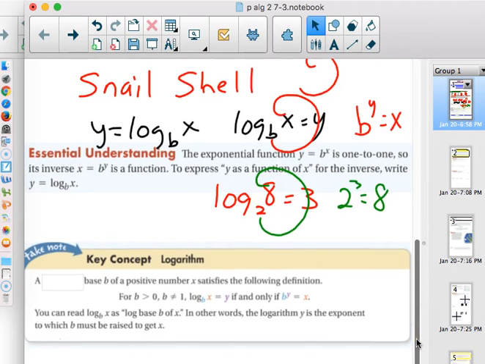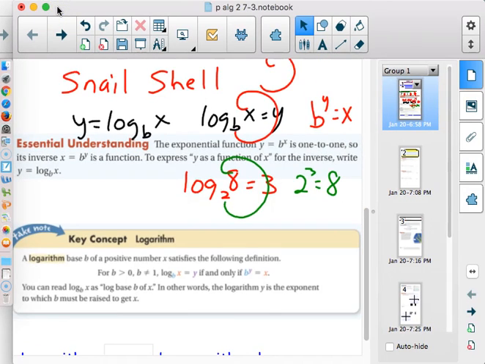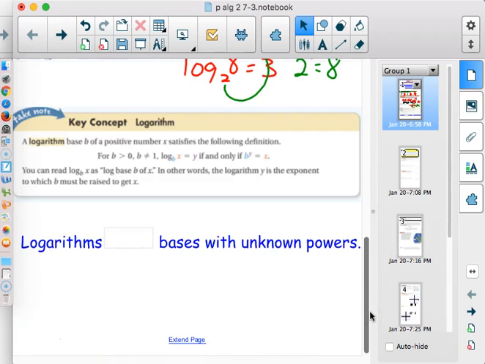So down here it says, key concept, logarithms. A logarithm base b of a positive number x satisfies the following conditions. First of all, our bases are going to be positive. We're not going to use 0 as a base because 0 to any power is just 0. And b is not going to be 1 because 1 raised to any power is 1. So that doesn't make a lot of sense to do that either. So in logarithm base b of x equals y, that only works if, when you snail shell it, b to the y equals x. And that's the way that we're going to try to understand logarithms to start with.